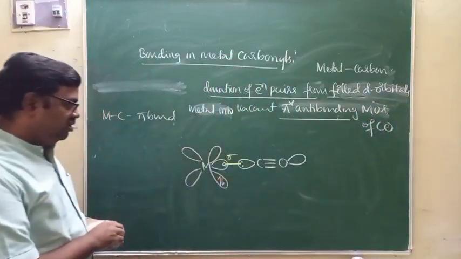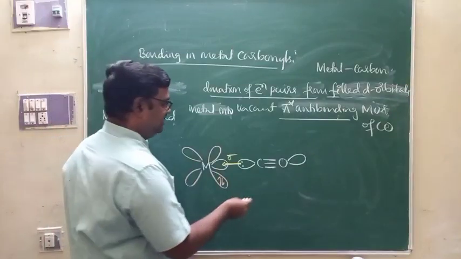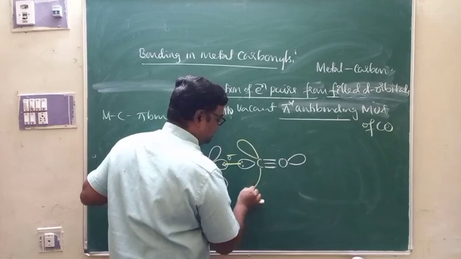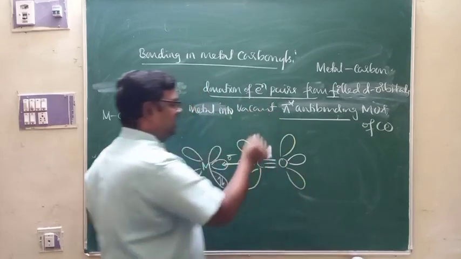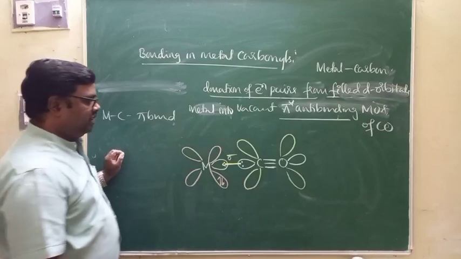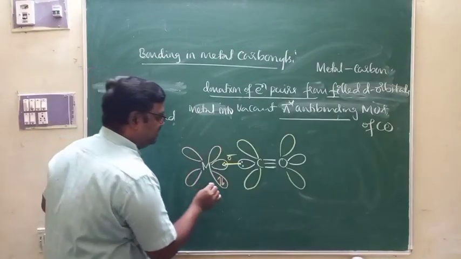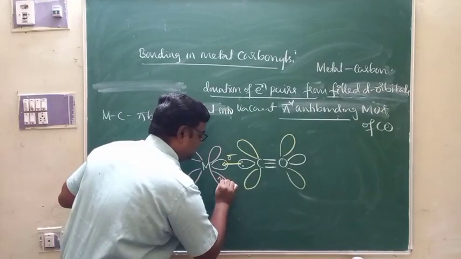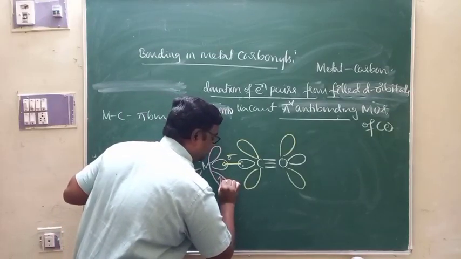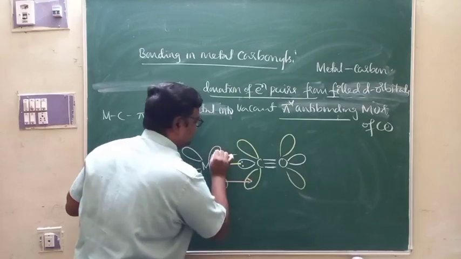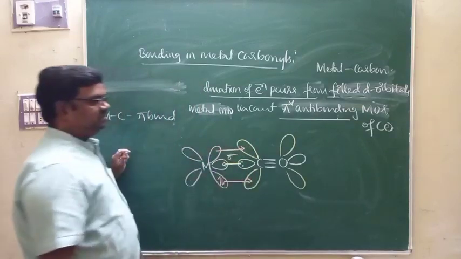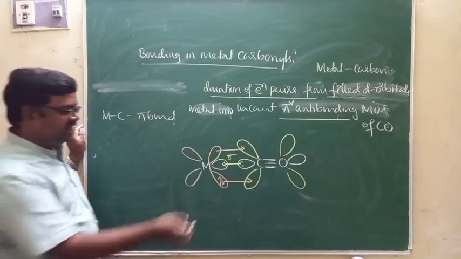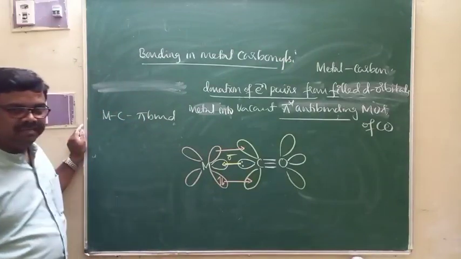You might have studied in first PUC the shape of the anti-bonding pi molecular orbital, is it not? And this metal to carbon pi bond is produced by the donation of electron pairs from filled d orbitals of metal. This is how that pi bonding is produced. That is what we call back donation.